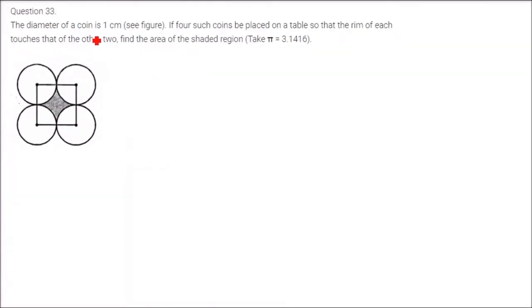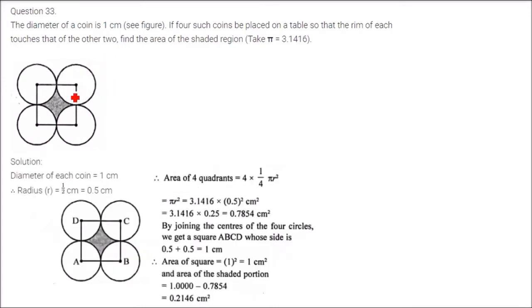The diameter of a coin is 1 centimeter. And if such 4 coins be placed on a table so that the rim of each touches that of the other 2, find the area of the shaded region. So we have this same thing which we just did now, and here the things are given, the diameter is 1 centimeter, so the radius will be 0.5. Here also 0.5, 0.5, 0.5.